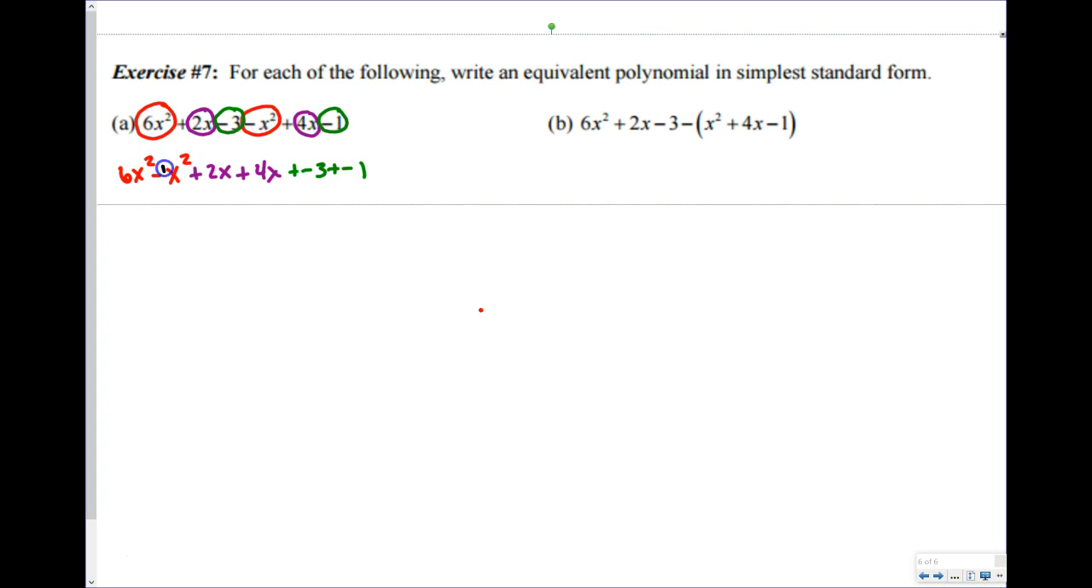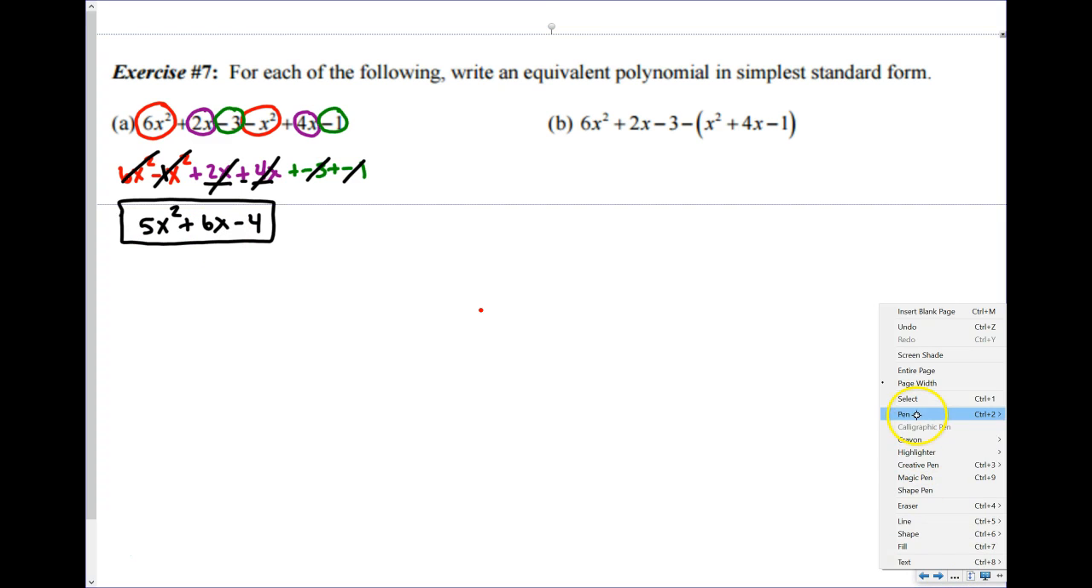So what is 6x squared minus 1x squared? 5x squared. Cross them off because I'm done with them. What is 2x plus 4x? 6x. Cross them off, I'm done. And what is negative 3 plus negative 1? Negative 4. And that's my final answer. Okay? Notice I've done it from highest exponent to lowest exponent in my answer.